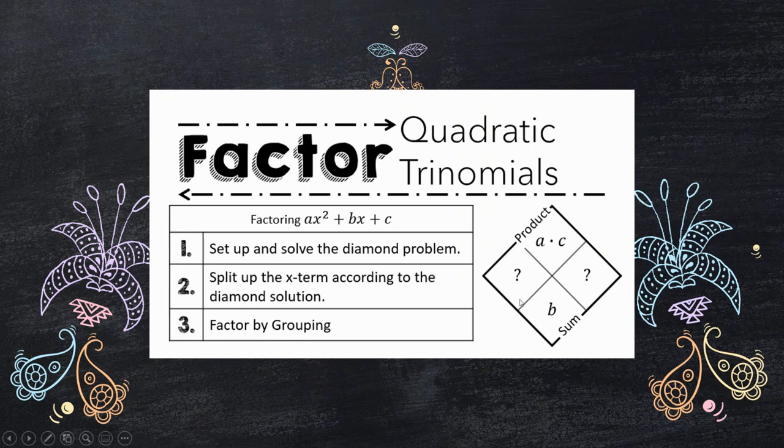So how we set up that diamond, just to recap, is at the top, we take a times c. A is the x squared coefficient. C is our constant. And then at the bottom we have b, which is just the x coefficient. We figure out, hey, what two numbers would multiply to the top and add to the bottom? The answer to this is how we split up the x term. So after splitting up the x term, that's when we factor by grouping, which is what we've been doing, and we should hopefully be good at that process of factoring by grouping.